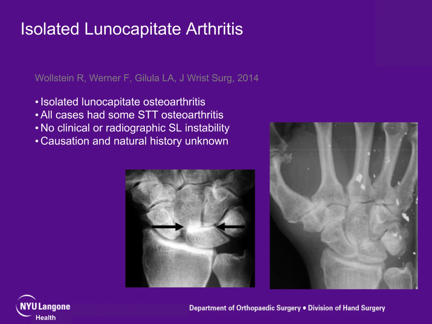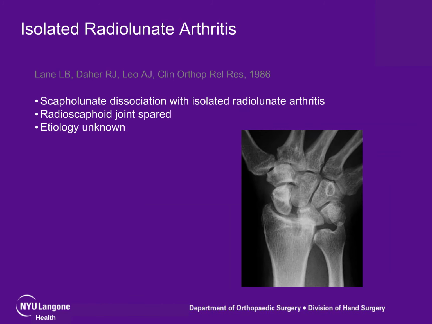So as I mentioned before, lunocapitate arthritis, isolated lunocapitate arthritis, is not common. It's often seen with some scaphotrapezial or STT arthritis. There doesn't seem to be any association with carpal instability, and the reason for this, the etiology, is somewhat unknown, but this is an arthritis pattern that lends itself quite well to lunocapitate fusion.